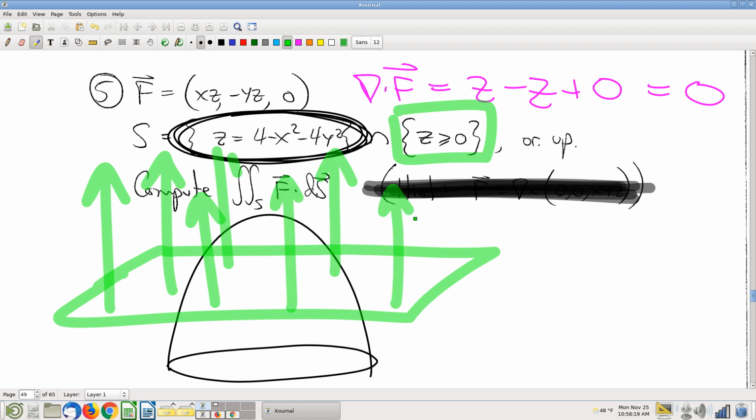Right? So the part of the paraboloid that is above there. Now, I emphasize, I know I talked about this once before, let me say it again. It is extremely important to interpret questions from the phrasing of the question correctly.